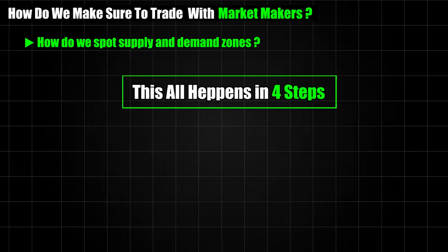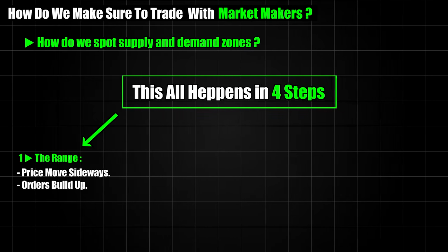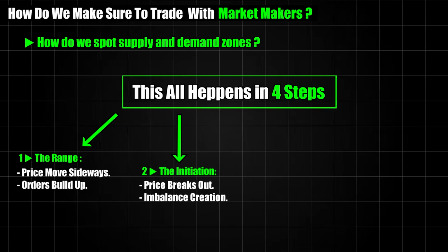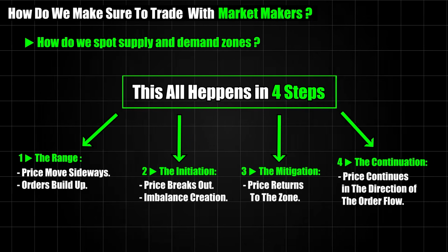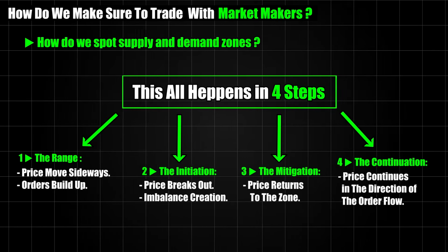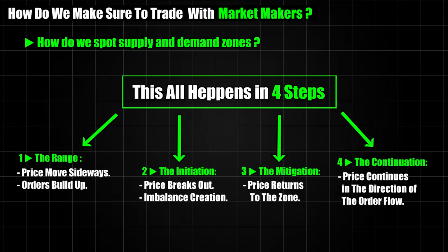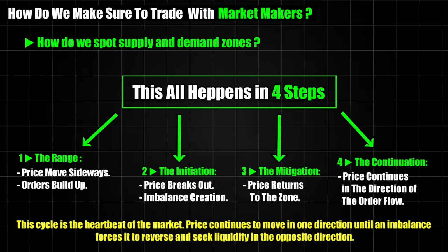This all happens in a clear 4-step process. The range, price moves sideways, orders build up. The initiation, price breaks out, creating imbalance. The mitigation, price returns to the zone. The continuation, price continues in the direction of the order flow. It's the continuation that we're aiming to trade. That's where institutional order flow is clearly in control. This cycle is the heartbeat of the market.